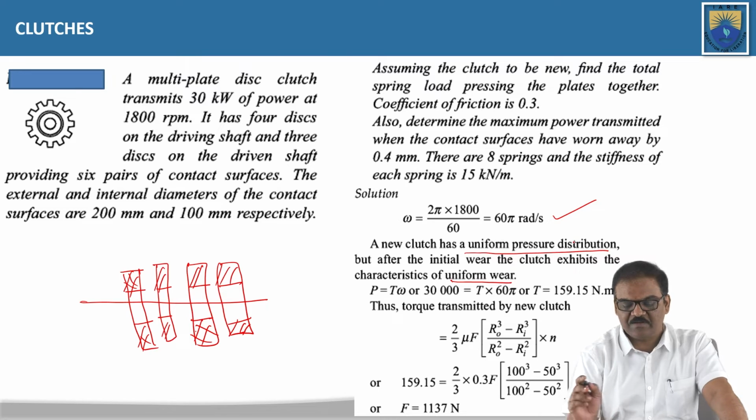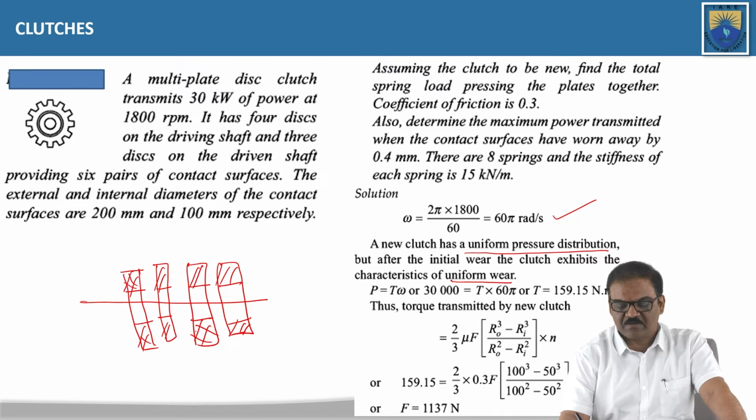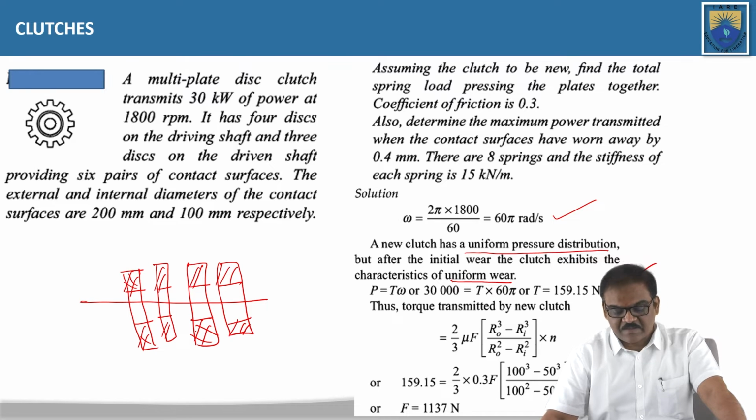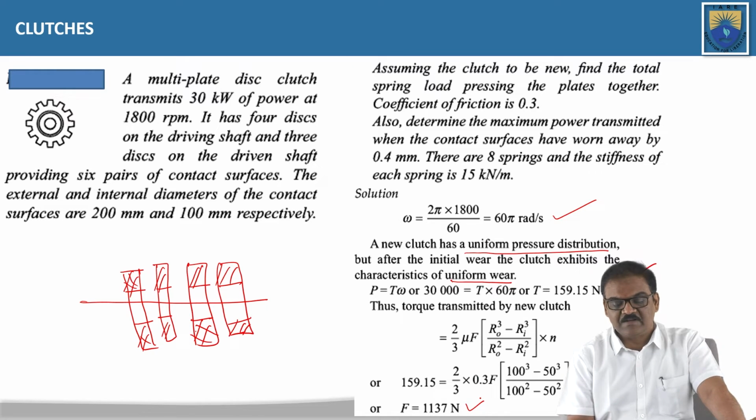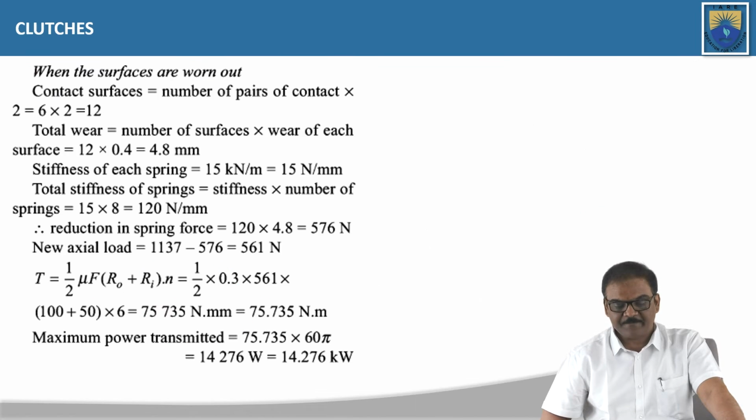This is most important. Power is equal to the total torque transmitted has been given. From this, what the solution is expecting is the torque transmitted is derived from this: 2 by 3 mu F, r outer cube minus r inner cube by r outer square minus r inner square, into number of pairs, that is 6 has been given here. From this, the axial force is determined. The axial force that is required for the clutch to be engaged has been determined.